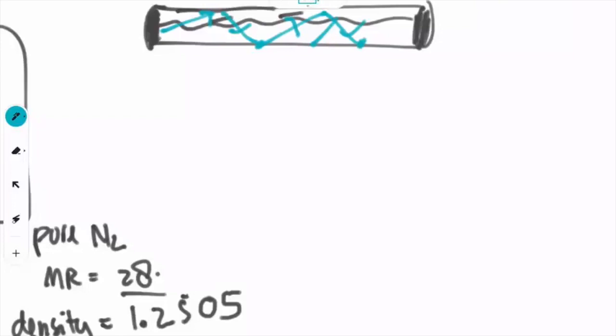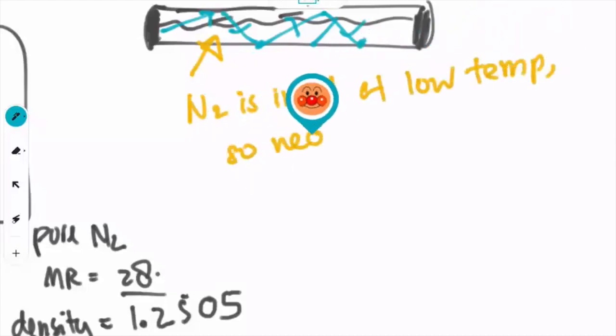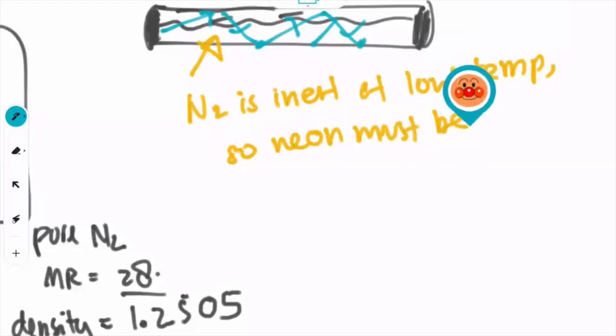So in this case, you can fill the tube with nitrogen gas? No. Nitrogen is inert at low temperature, maybe until 200, 300, so it's okay. At high temperature, it breaks up. Then it can react, it's a diatomic one. If you are at high temperature, you must use something else. You must use noble gas.